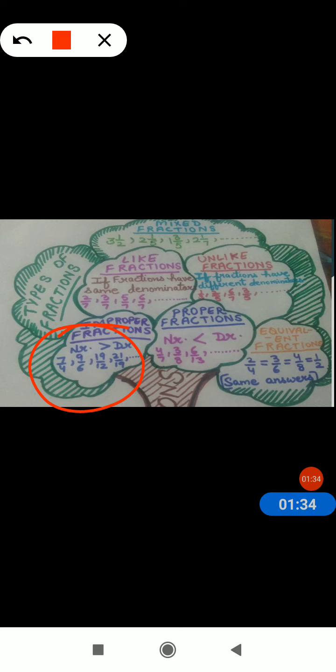In like fractions, all the denominators will be the same: 7, 7, 7, 7 or any number it could be. In unlike fractions, they will be different. In equivalent fractions, the ultimate answer will be equal. If we cut 3 by 6, 3 ones are 3 and 3 twos are 6, that answer will be 1 upon 2 for each and every fraction. A mixed fraction is a number which is written with a whole number and a fraction all together.